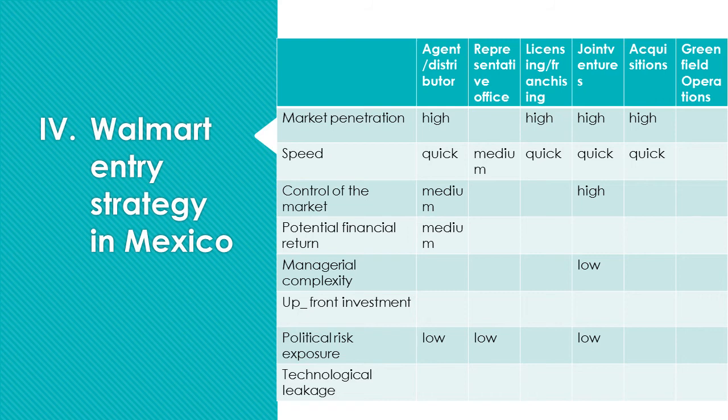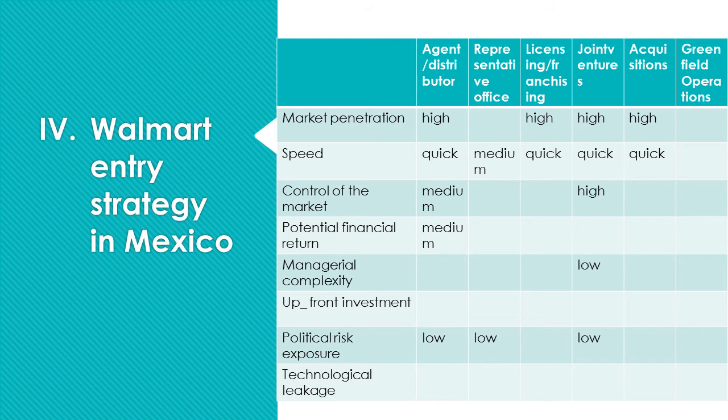The speed is quick because the distributors are really quick to supply to customers. The control of the market is medium. The potential financial return is high. The potential risk exposure is low. Talking about the representative office, the speed is medium. Talking about the political risk exposure, there's a low risk in Mexico for Walmart.